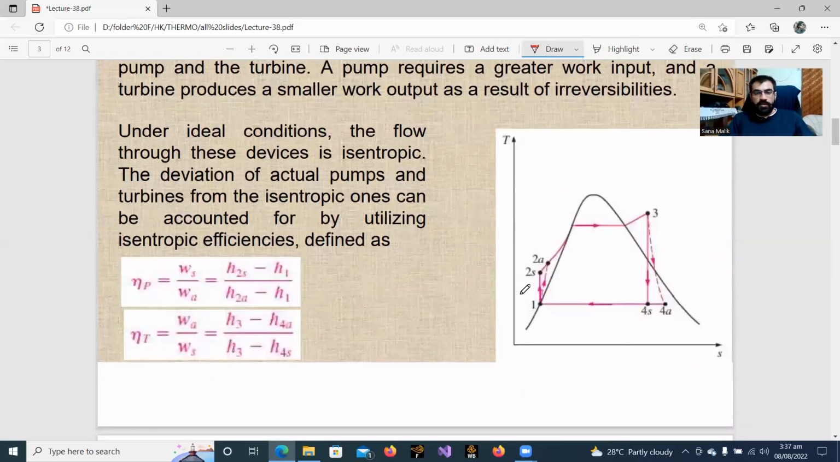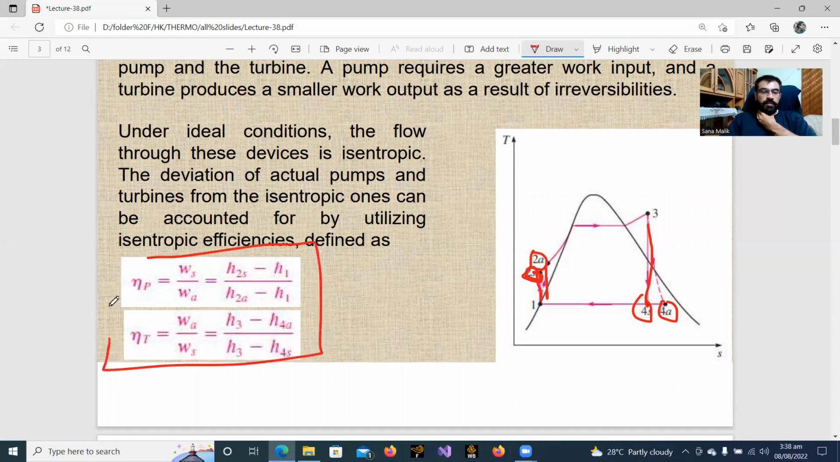So this is how we call it 1 to 2. This is isentropic, or this is 1 to 2. Basically, this is actual. So isentropic was ideal, and A represents the actual. Similarly, this is actual and this is ideal. This line is very straight. Ideal, it represents the isentropic process.